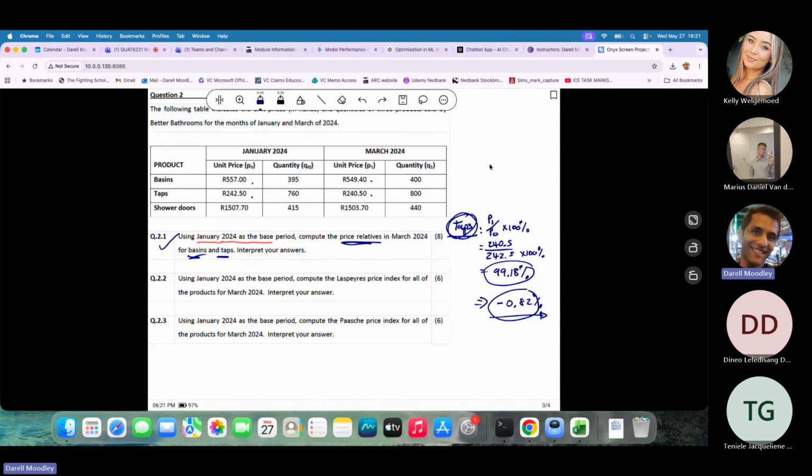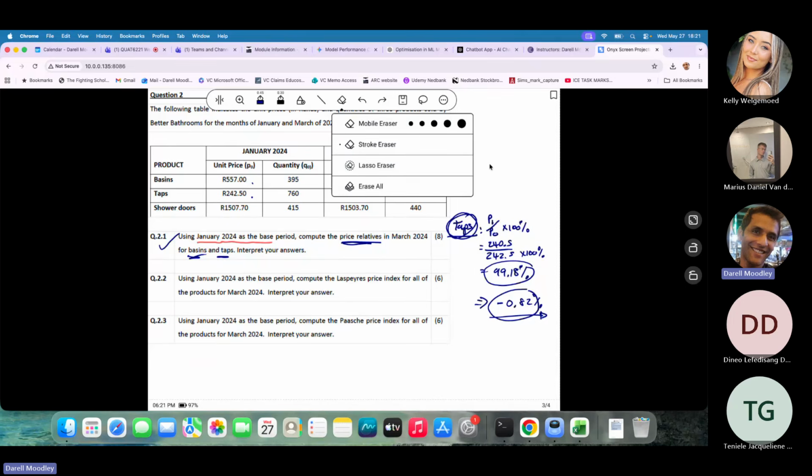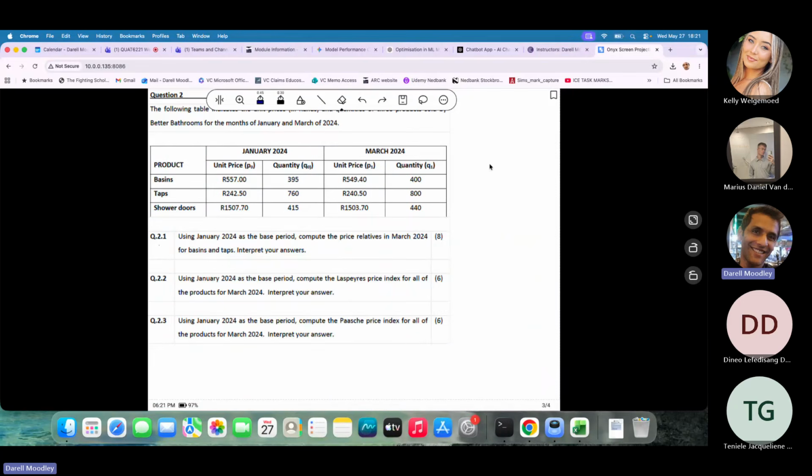You did it for basins and you did it for taps. Now let's move on to question 2.2. Now we are going to work with weighted indices, and specifically for this question, they want us to look at the Laspeyres price index. The formula is given to you, so I'm writing it out, but it is in your formula sheet, so you don't have to memorize it.